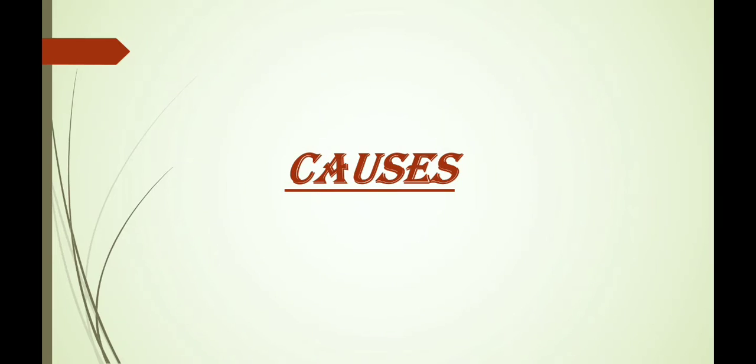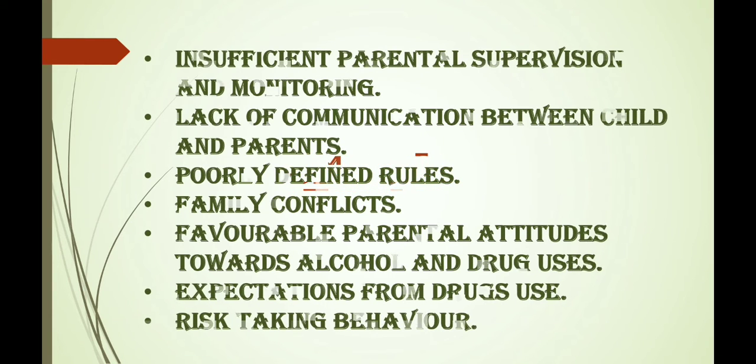Now, causes. What are the causes of addiction? Insufficient parental supervision and monitoring. Lack of communication between child and parents. Poorly defined rules. Family conflicts. Favorable parental attitudes towards alcohol and drug use. Expectations from drug use and risk-taking behavior. So mainly the cause of addiction is family background. Family plays a vital role. Now next part, measures to control addiction.